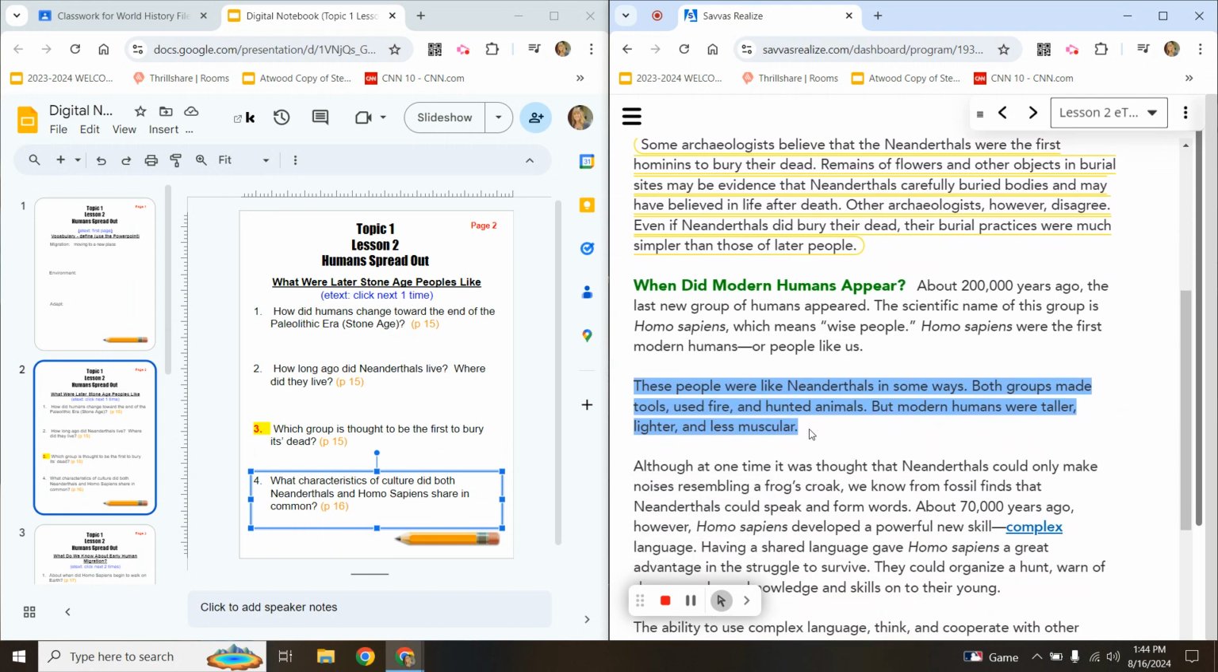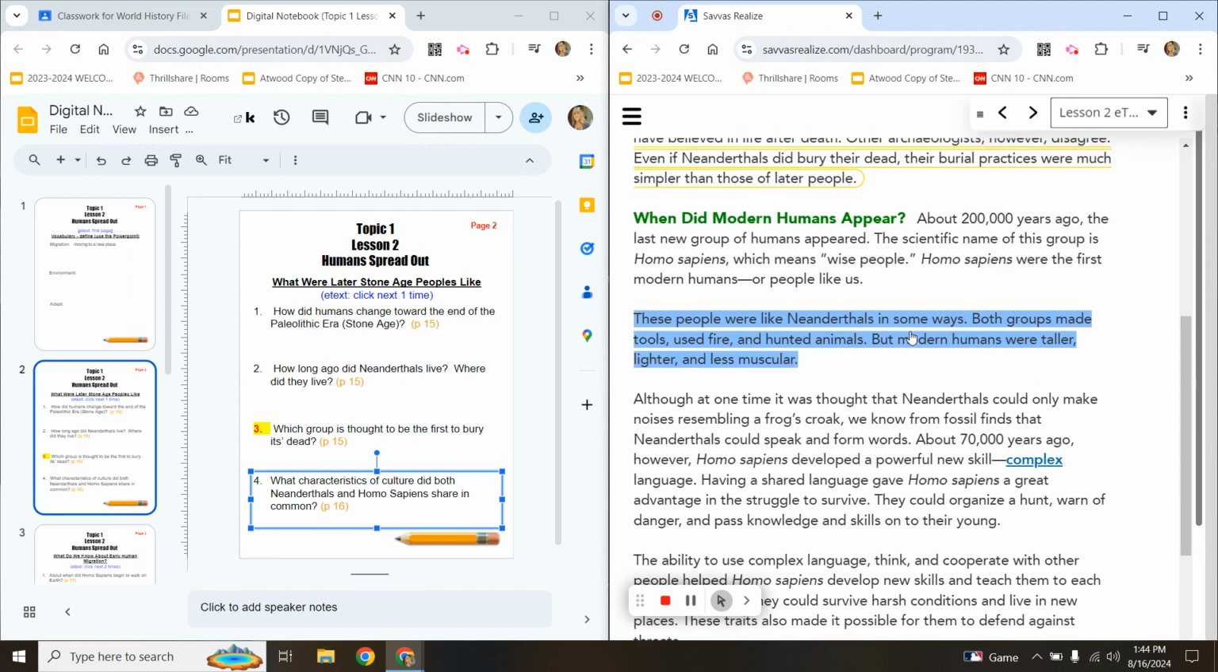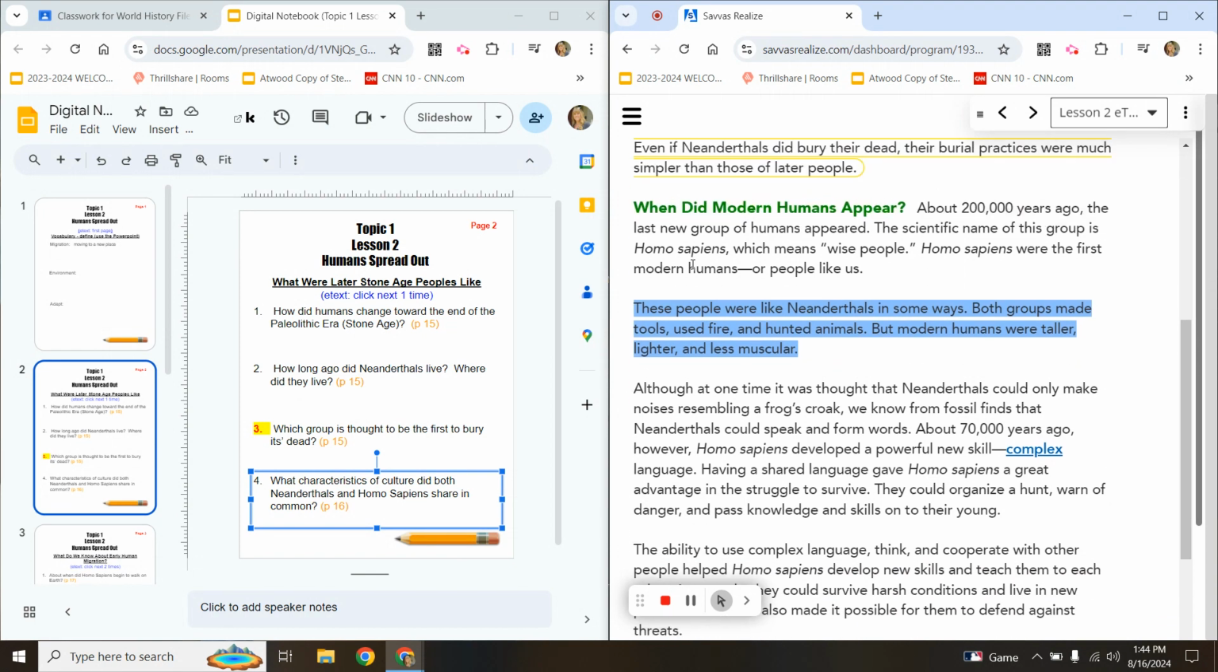All right, we are going to move on to when did modern humans appear? There's lots to be read here. This question though, number 4, what characteristics of culture did both Neanderthals and Homo sapiens share in common? Again, remember, Homo sapien, the Homo just means human. All right, so you'll find the answer to number 4 in this blue highlighted paragraph. Go ahead and look for that as we listen to this section of when did modern humans appear.